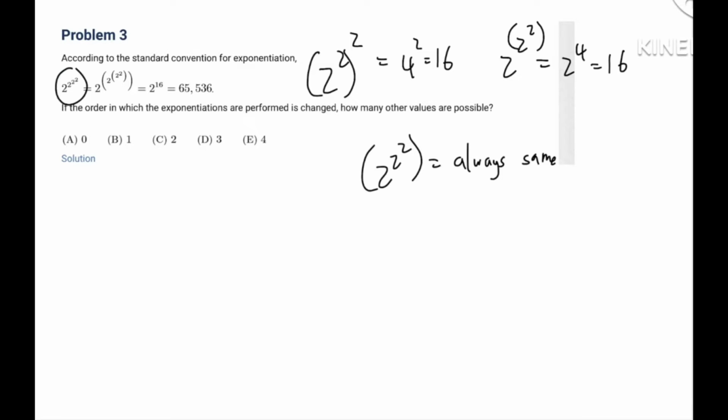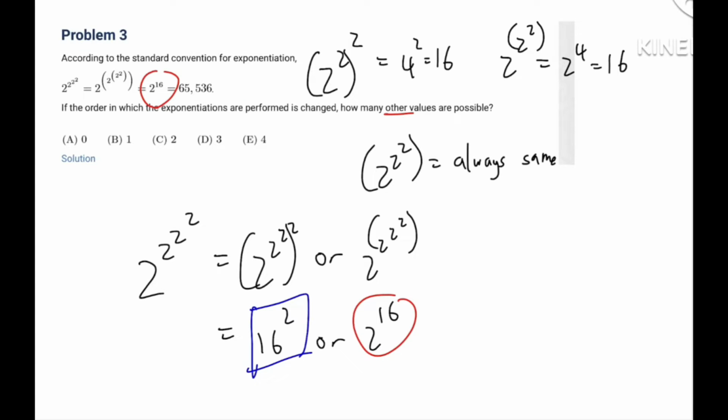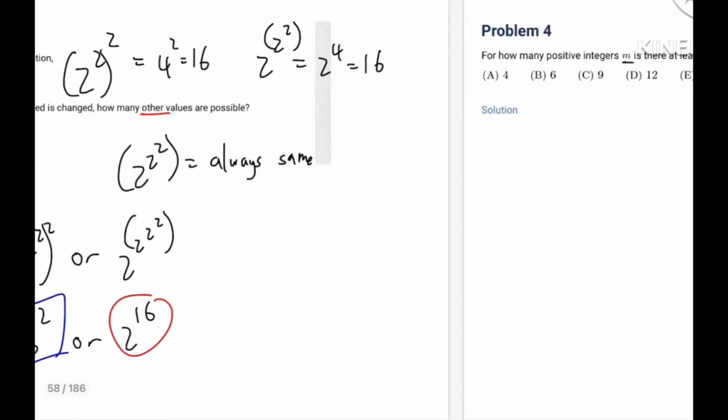So 2 to the 2 to the 2 is always the same value. For 2 to the 2 to the 2 to the 2, let's write a figure here. This can be done either like this first, or this one first. So this can be 16 squared or 2 to the 16th power. It says how many other values are possible. Other than this one, we have one more value, right? This is 16 squared, so we have one more value. It's B.